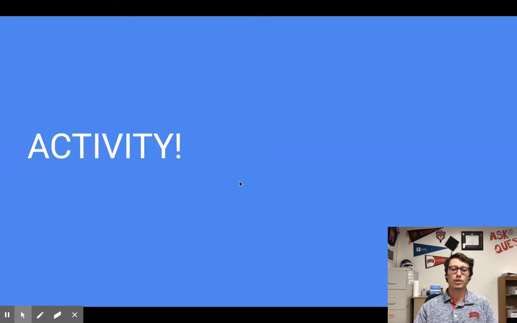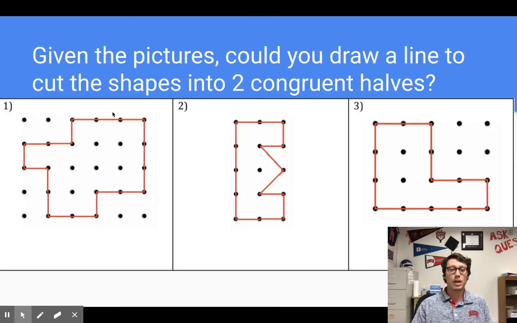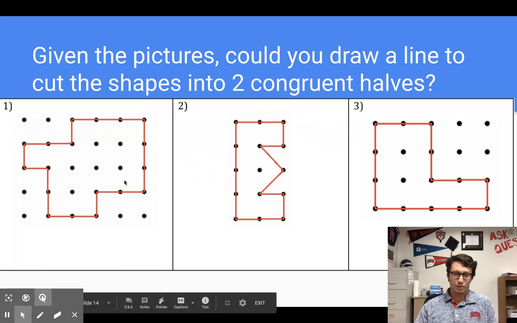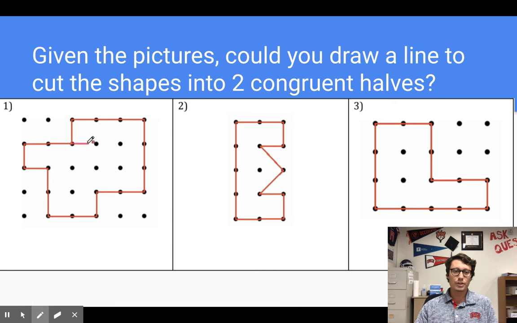And here's a short, cool activity. Given the pictures, could you draw a line to cut the shapes into two congruent halves? I want you to think about this. This first one legitimately gave me issues at first as well. If we draw our lines right here, though, we see that we end up with two congruent shapes. How do you know that? 1, 2, 3, 4, 5, 6, 7 boxes. 1, 2, 3, 4, 5, 6, 7 boxes.